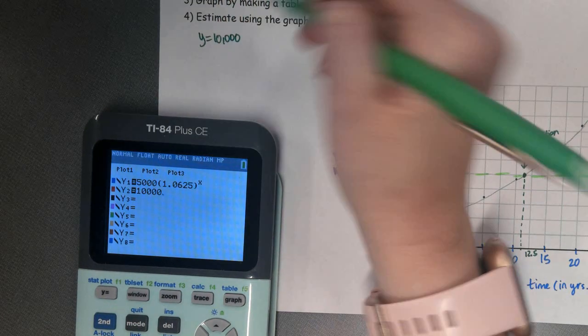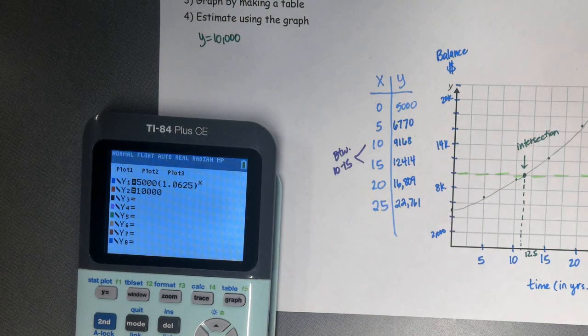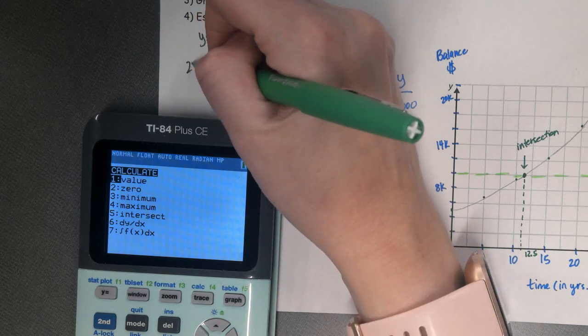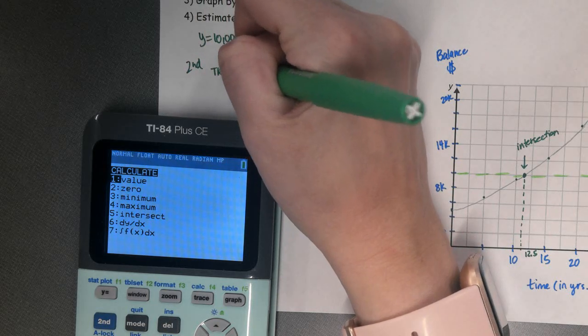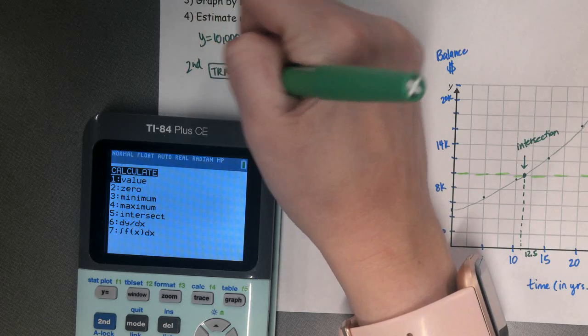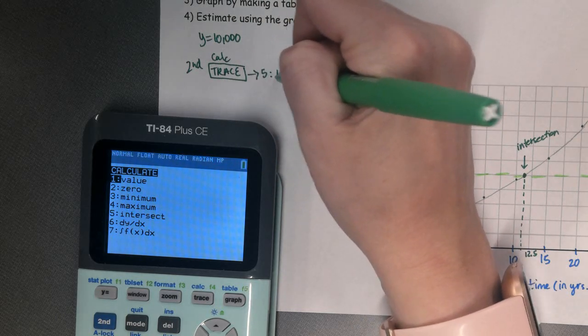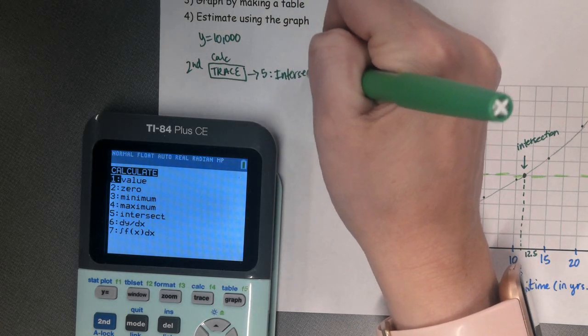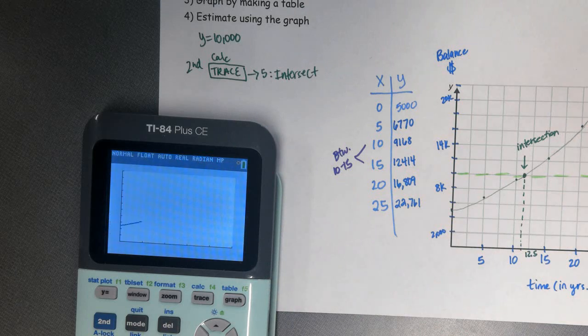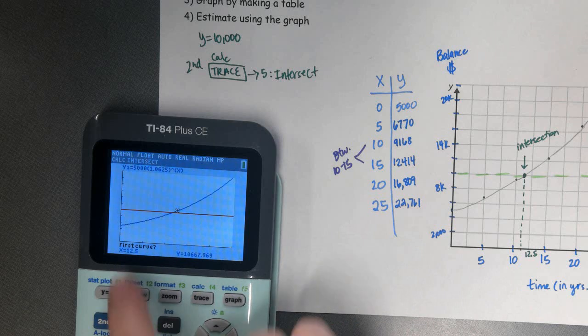And then do you guys remember where your intersection feature is? Yep, second, and then your calc. So it's second, it's above the trace button. And then you go to 5, which is the intersect. I already have my window set.